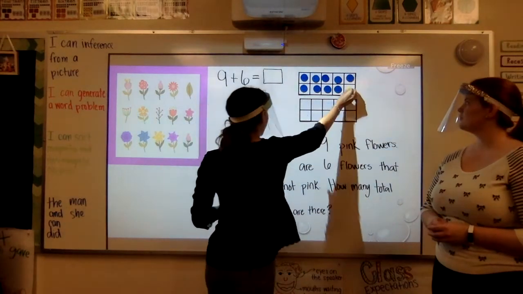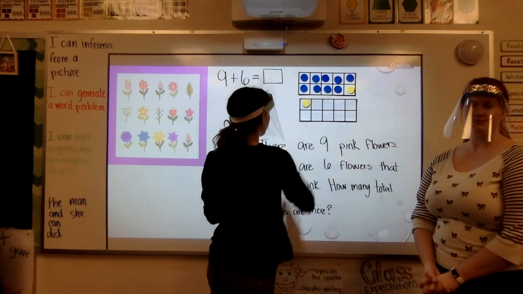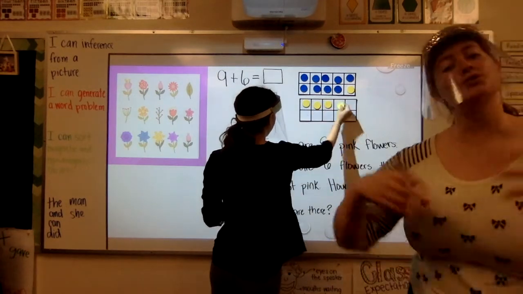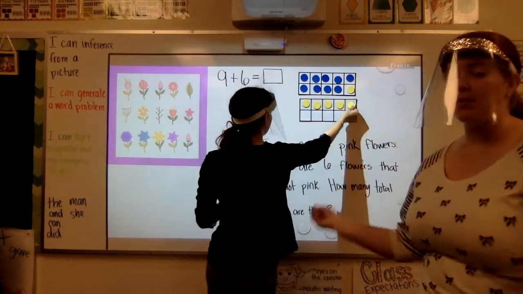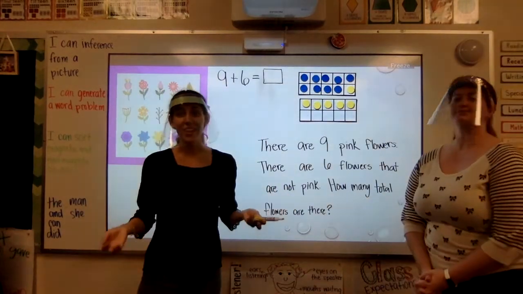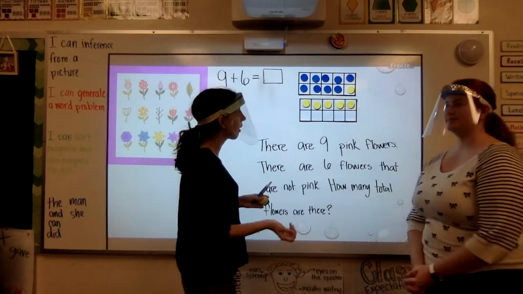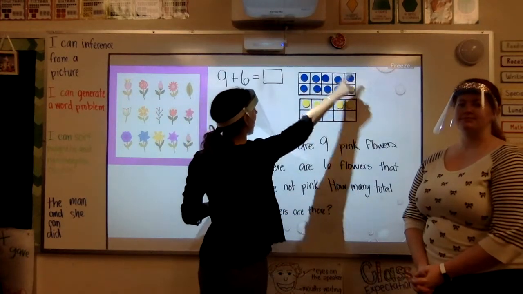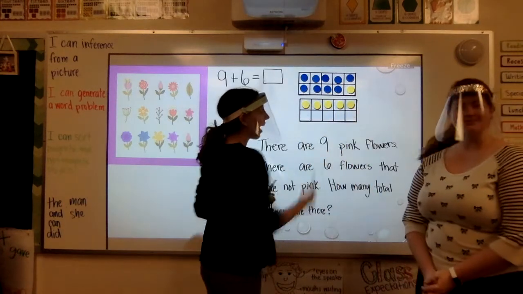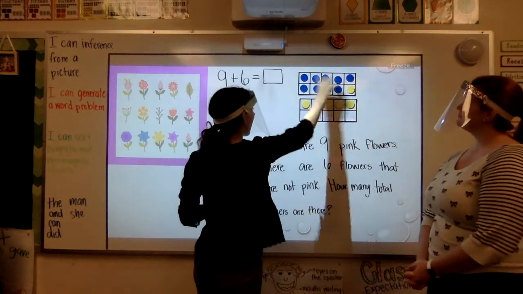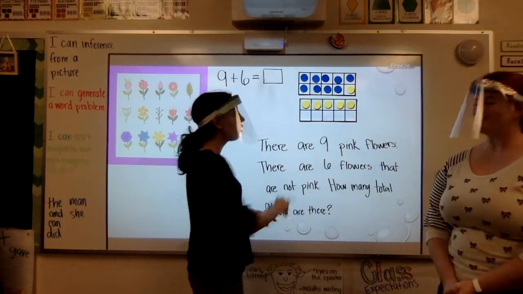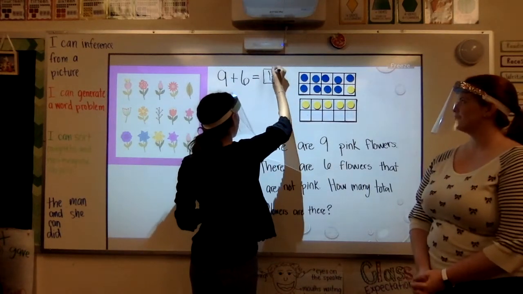So I'm going to add 1, 2. And I like how Miss Lestico switched colors, so it's easy to see the 2 different parts that she's adding together. So just by looking at this, it should be pretty easy to figure out my total because I have 10 right here, and then I have a full row of 5 filled in, and I know 10, 11, 12, 13, 14, 15 total flowers are in my picture.